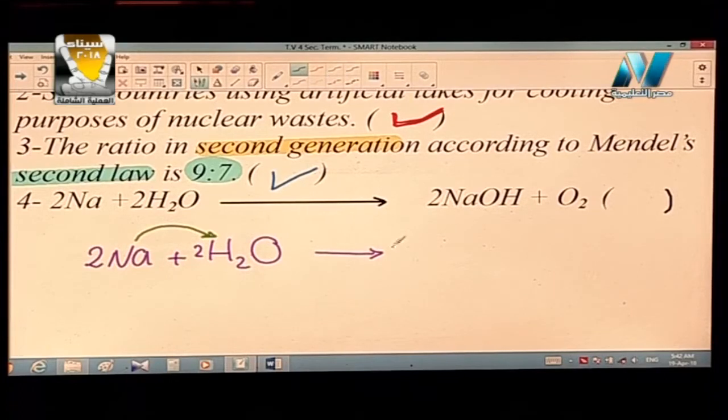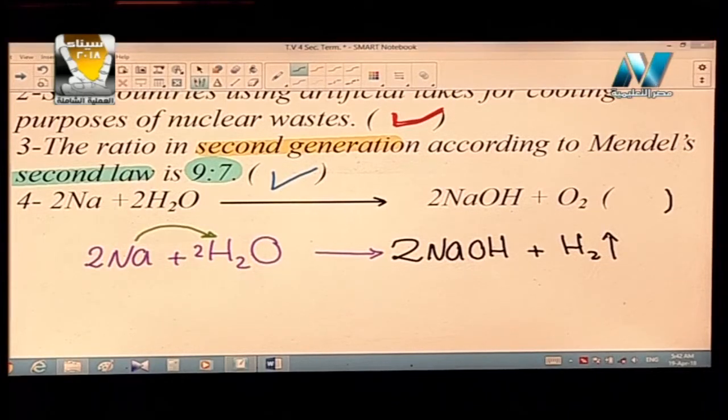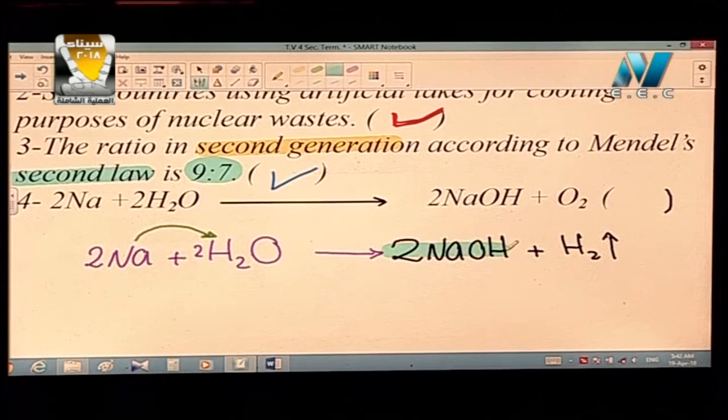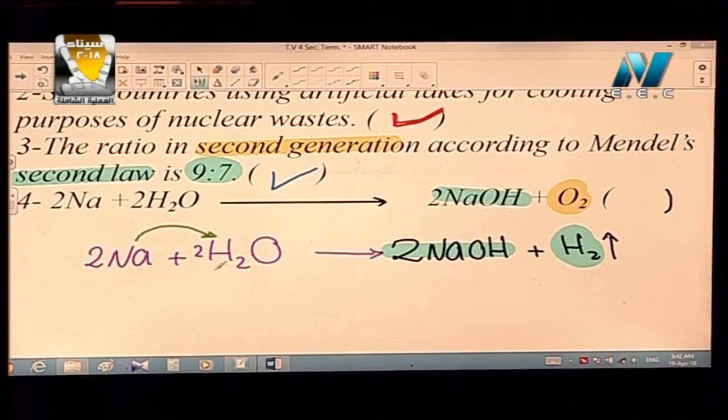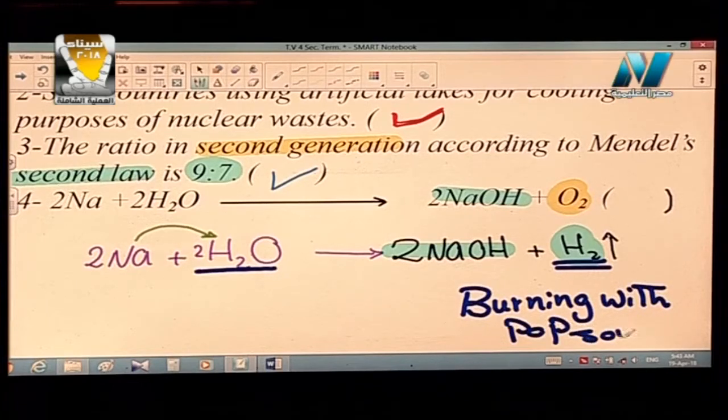So here we have 2NaOH plus H2 gas evolves. So the correct answer here is sodium hydroxide as in the question, and hydrogen gas, not oxygen gas, because we know sodium is kept under kerosene to avoid reaction with water, because sodium produces hydrogen gas, and we know hydrogen gas burns with a pop sound. So this statement is wrong.